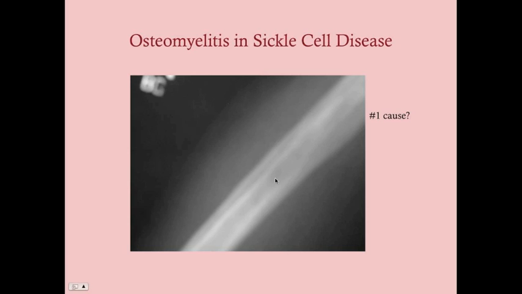Okay, what's the number one cause of osteomyelitis in sickle cell disease? It is Staph aureus, just like everybody else. Don't get confused by that.